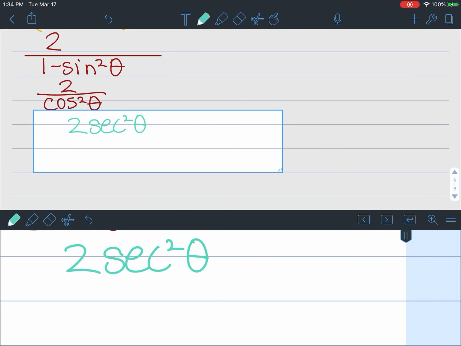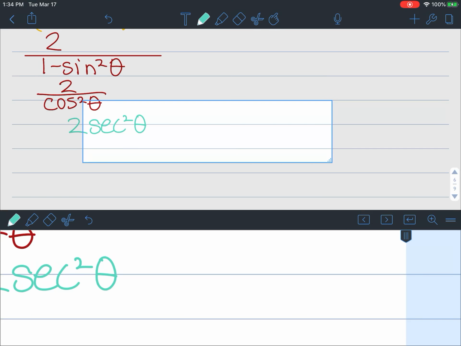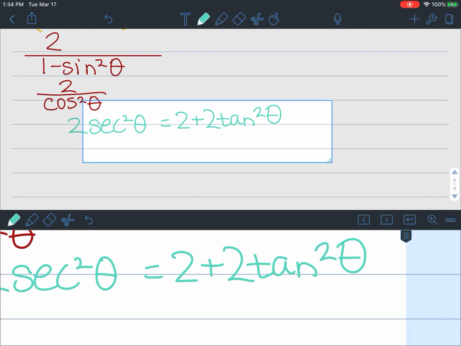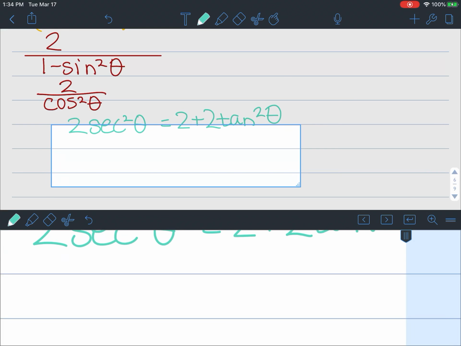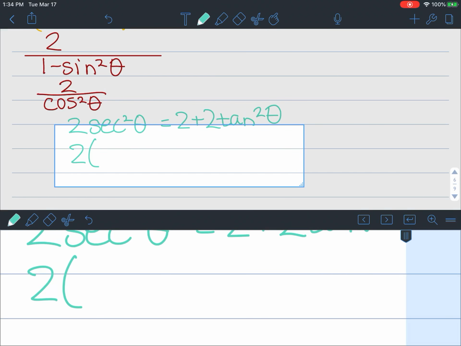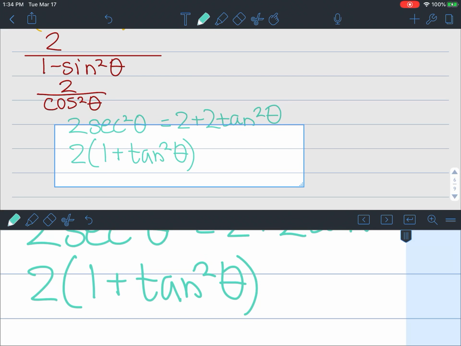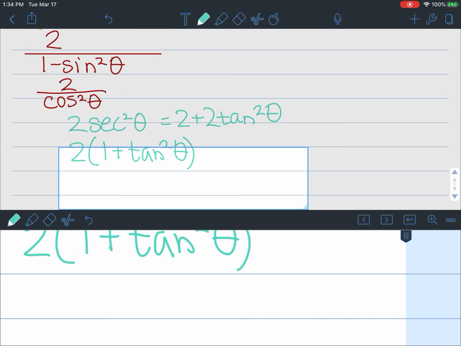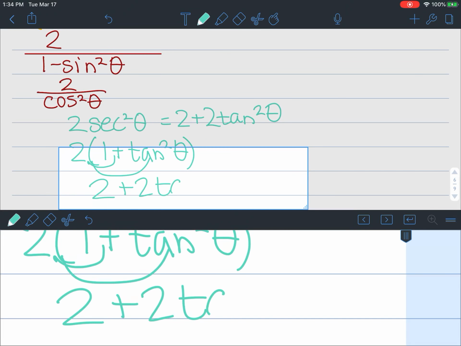And the other problem, of course, is that this is one term, and the thing I'm trying to get it to, I'll rewrite it here so you can see it, is 2 plus 2 tangent squared theta. So I'm trying to get one term to be 2. And the way to do that is to change secant squared theta into 1 plus tangent squared theta. And in addition to creating another term, it also introduces the tangent into the problem, which until now I haven't seen. And then finally we're going to distribute that 2 and get 2 plus 2 tangent squared theta.